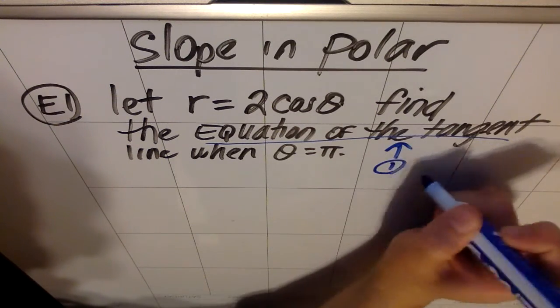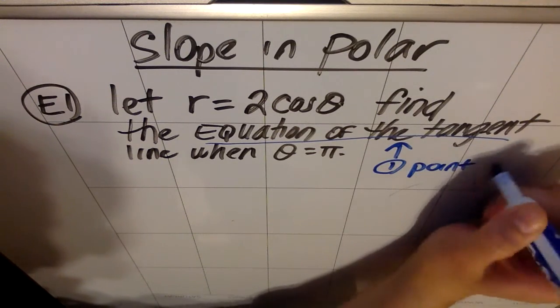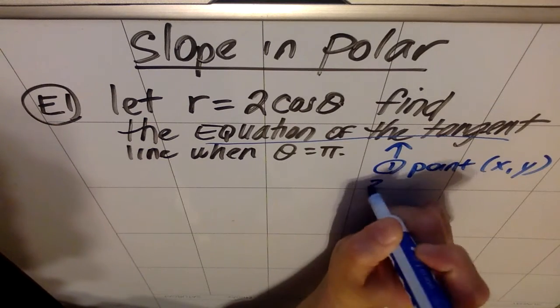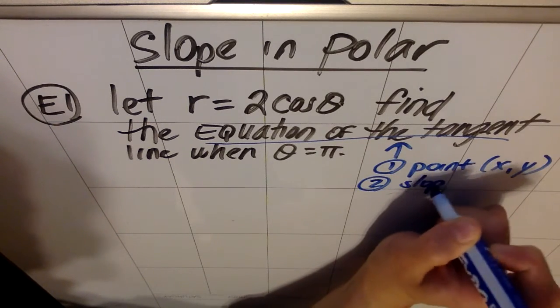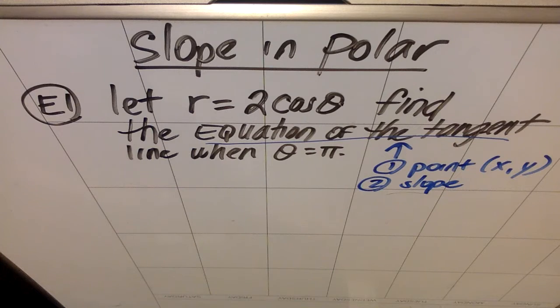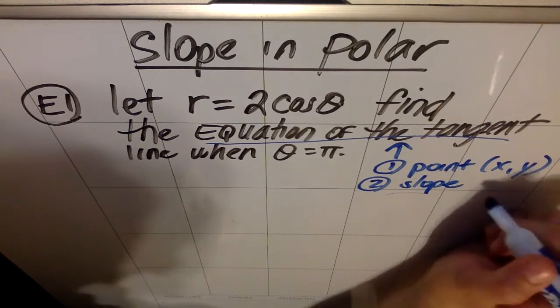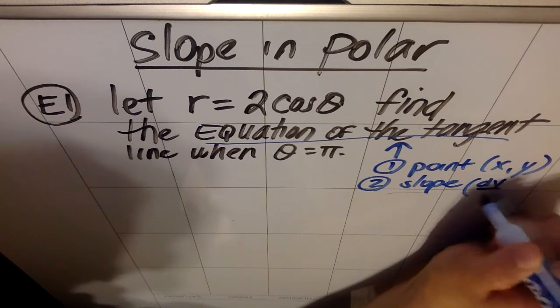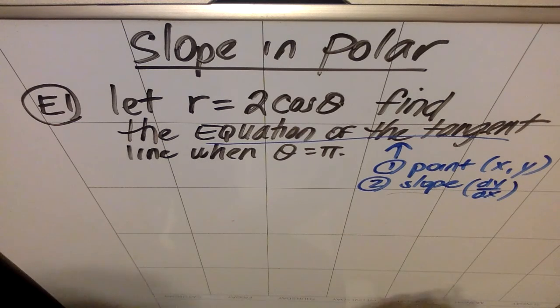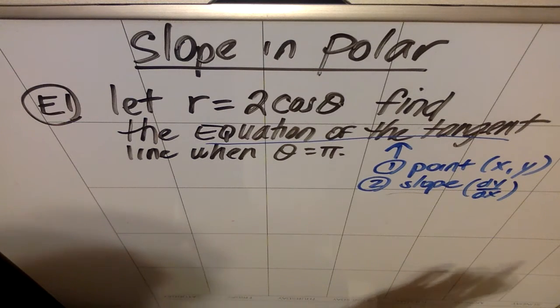two things. Number one, we need a point, x comma y. And number two, we need a slope, which in calculus is generally the derivative. So our slope is dy/dx. So I'm going to go ahead and start by finding the point.